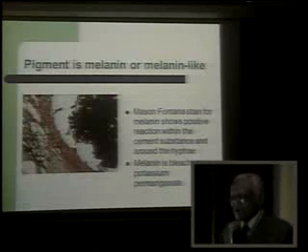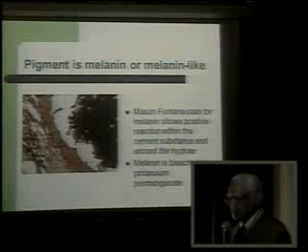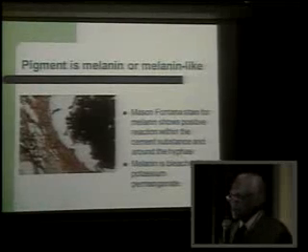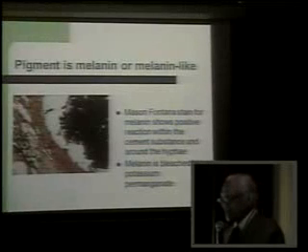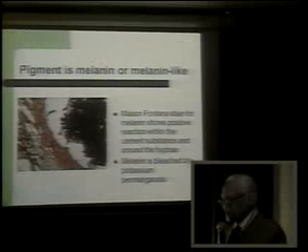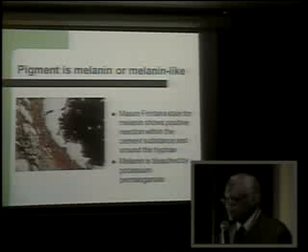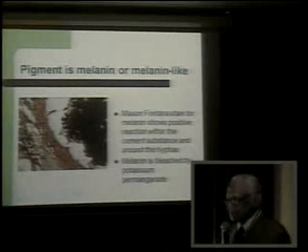The pigment is really melanin or melanin-like substance. If you stain the grain with Masson-Fontana that stains melanin, it shows positive reaction. All this black material that you see here in the center of the grain is melanin or melanin-like substance. And please note the hyphae here at the periphery, they are surrounded by this pigment.